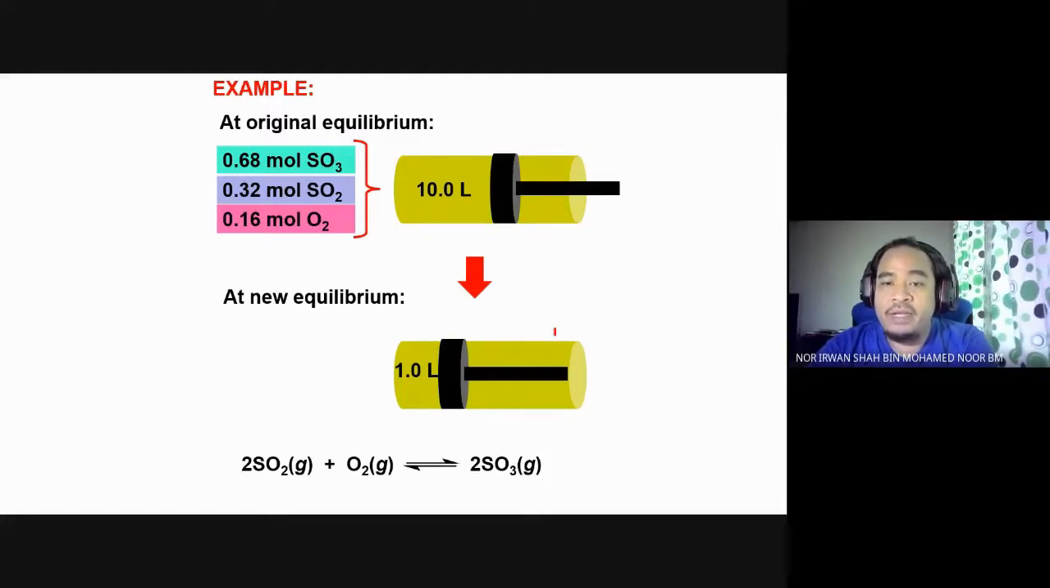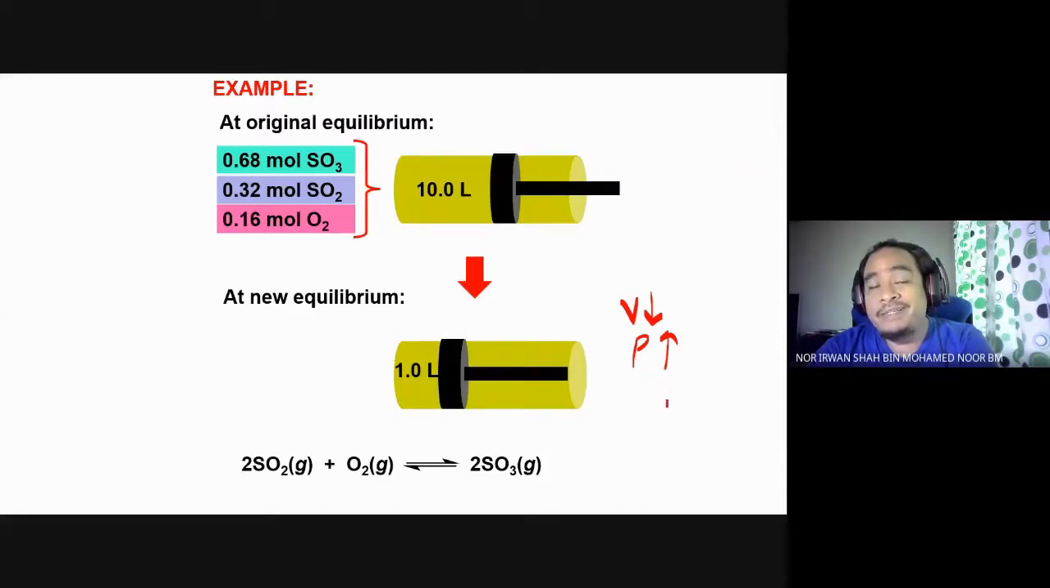Remember, in this case, what is the disturbance? The disturbance is decreasing volume, and we have discussed this just now, in the first case for the PCl3, Cl2, and PCl5 system. When the volume is decreased, of course the total pressure increases, and this is the disturbance. So when the total pressure increases, the system will decrease the pressure.